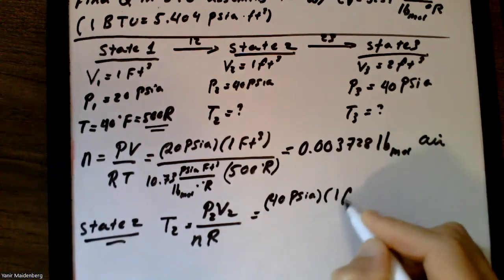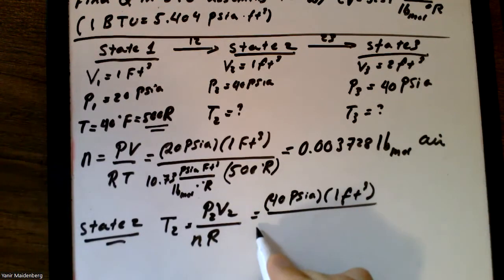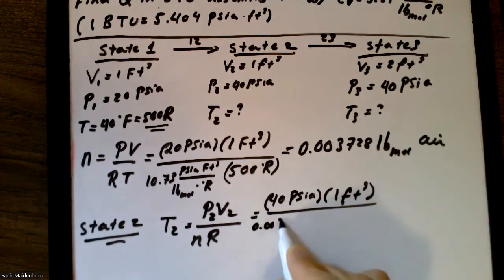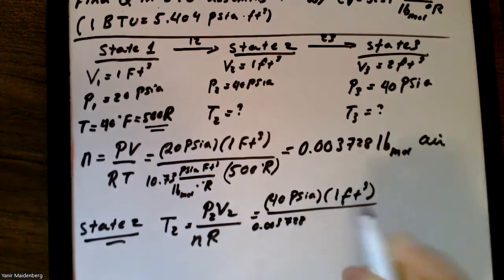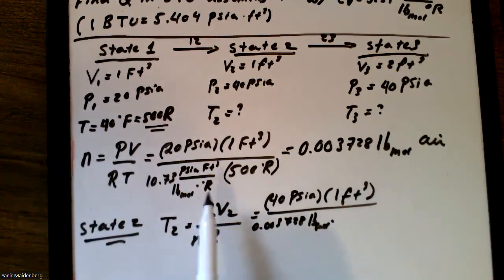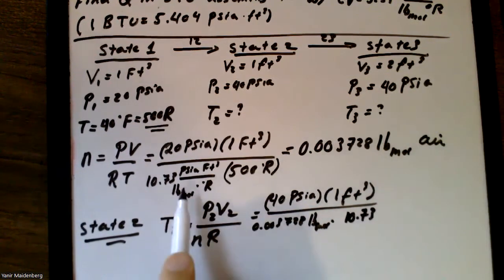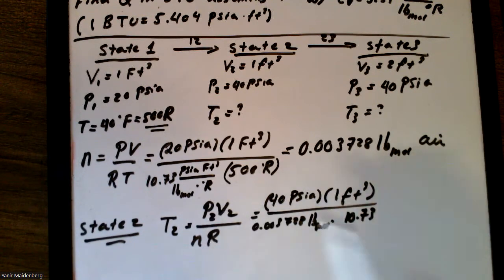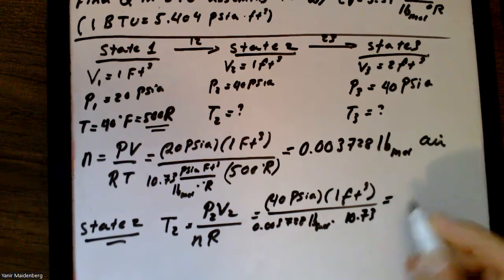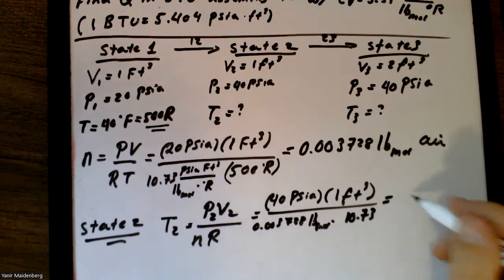What's it? 1 foot cubed. N is that ugly thing, 0.003728 pound mole, times the R, which is 10.73. And it's the same units: psi, foot cubed, pound mole, R. So the psi will cancel that, the foot cubed will cancel that, the pound mole will be canceled by this, and I get Rankine. So I just omitted the units the same as that. I get 1,000 Rankine.